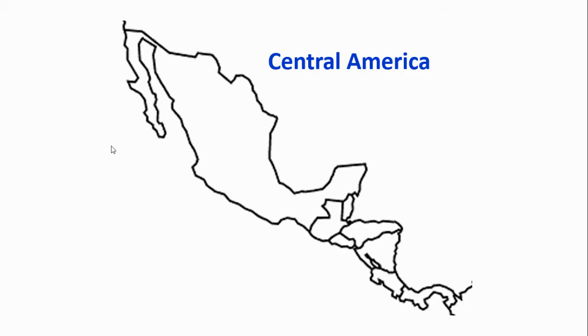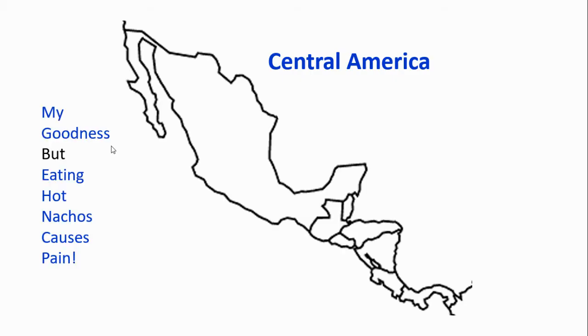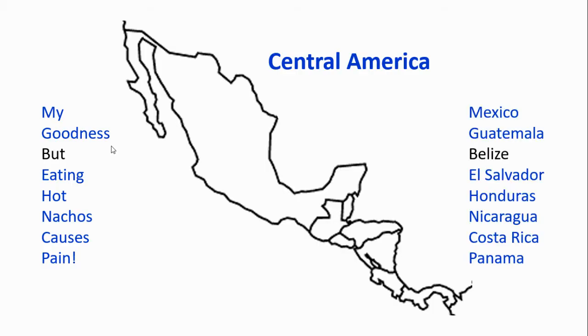So to help us remember the names of these countries, we have the statement, "My goodness, but eating hot nachos causes pain." So a mnemonic device is a sentence usually silly in nature that helps you remember the information because the first letter of each word in the statement corresponds to the first letter of the information you're trying to remember. In this case, Mexico, Guatemala, Belize, El Salvador, Honduras, Nicaragua, Costa Rica, and Panama.